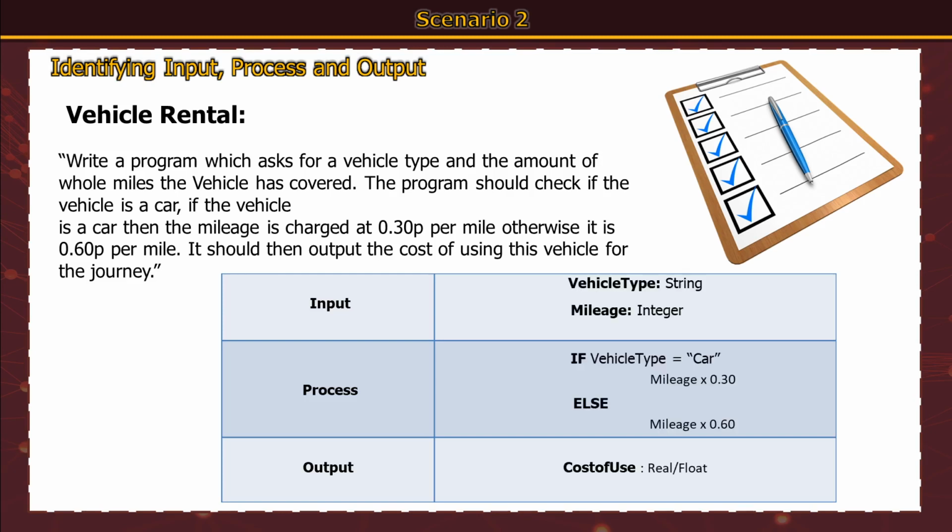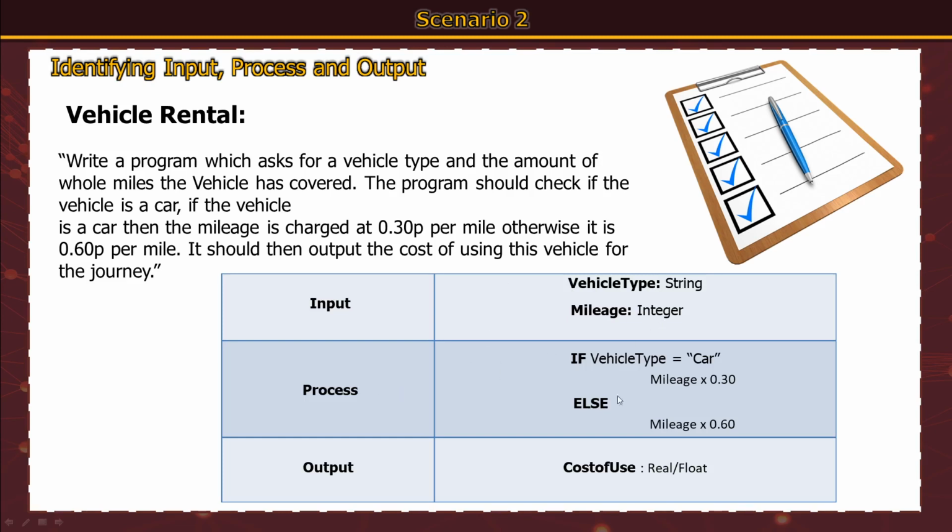So I've got the inputs are the vehicle type. Now I've said that that's a data type of string because obviously they might enter car, they might enter boat, they might enter the model number, so they might enter BMW 320. Then mileage. And here, notice the word whole. I said it was a whole number, so therefore the mileage is going to be an integer.